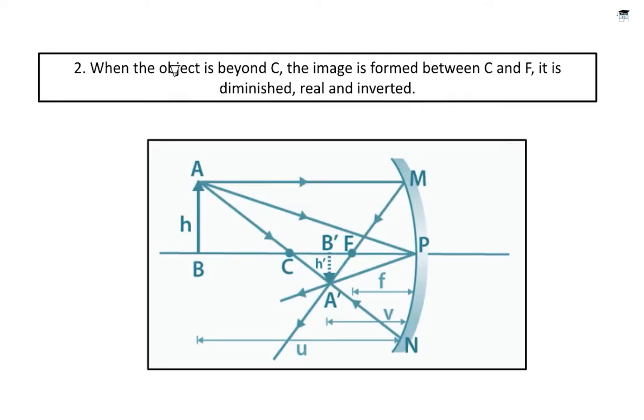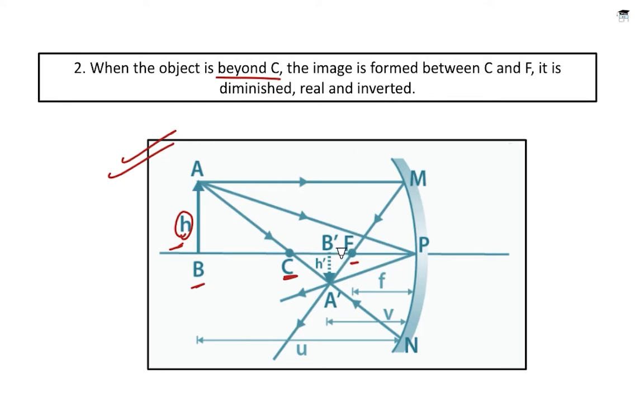Here is an image of the case we just did, when the object is beyond C. You can see here the object is placed beyond C and the image is formed. A dash B dash is the image which is formed between C and F, and the image is smaller as compared to the object. You can see here the object is bigger as compared to the image, and it is real and inverted.